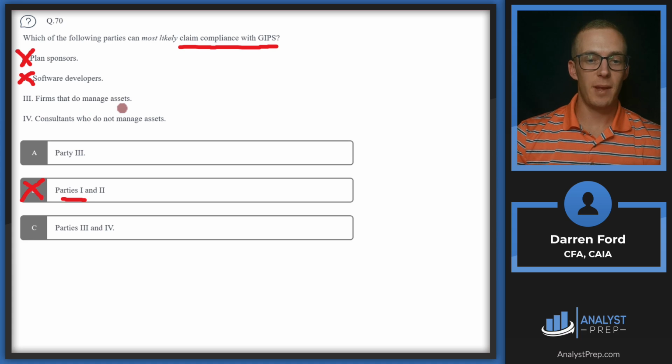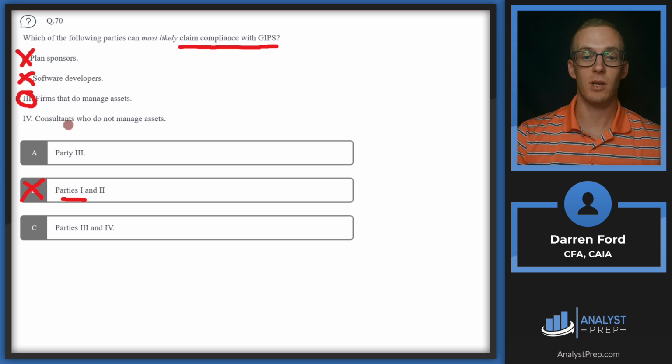Three, firms that do manage assets. So that's going to be a good one. That's what we're looking for. And then four, consultants who do not manage assets. This one's a little tricky because the investment consultants are generally advising on manager selection, asset allocation, but they don't have discretion typically, and they're not the ones managing the assets. So we can rule out four as well. And so for A, we've got party three, or C, parties three and four. Since four is included there, we'll rule that out and go with A. Only firms that manage assets.